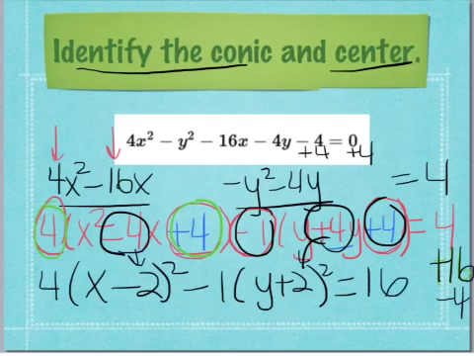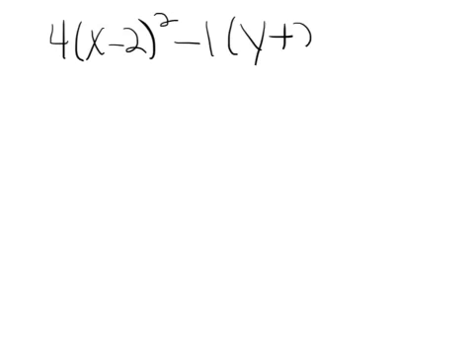Now you might be tempted to think that that's a circle because we have a 16 over here, but we've got these numbers or these coefficients in front of the parentheses. So in order to see if it's a circle or a hyperbola or whatever it might be, we need to divide everything by 16. So let's go ahead and do that. Okay, so we had 4 and then x minus 2 squared and then negative 1 and y plus 2 squared equals 16. And we should be able to tell right away that this thing is going to be a hyperbola.